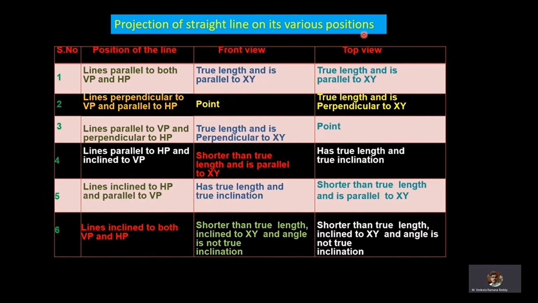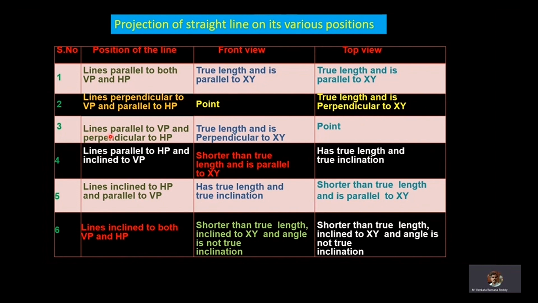Now I'll summarize the projection of straight lines in its various positions. Serial number, position of the line, front view, top view. First case, line parallel to both VP and HP. In front view we get true length and it is parallel to XY line. Top view also gets true length and is parallel to XY line. Second case, line perpendicular to VP and parallel to HP. In front view we get a point, top view gets true length and is perpendicular to XY line.